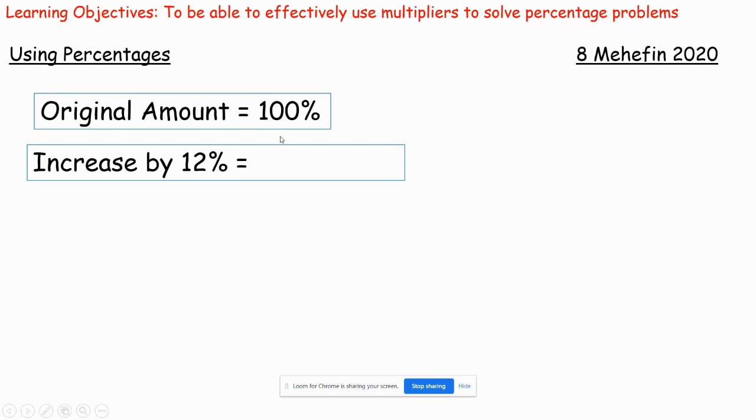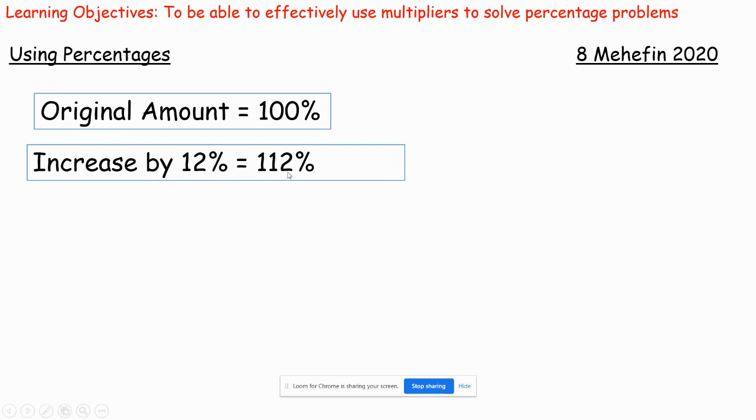So the original amount is 100%, it's always 100%. And we want to increase by 12%. So let's first think, if I increase that by 12%, what percentage do I have? Hopefully you all know that's 112%. Percentages can be more than 100. 100% is the whole original amount, but if you think about things doubling or increasing, they can be bigger than the original amount.